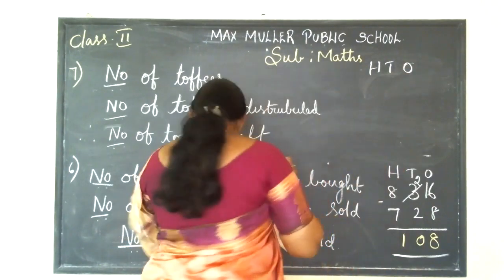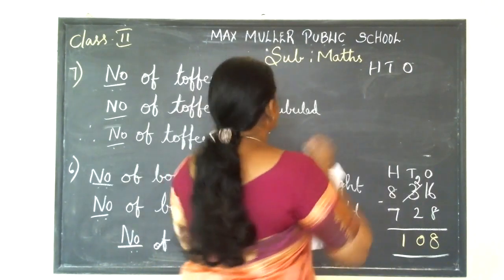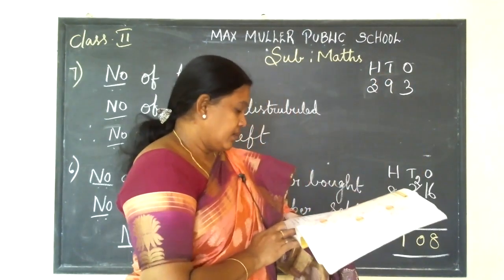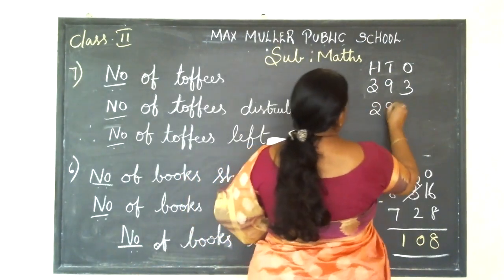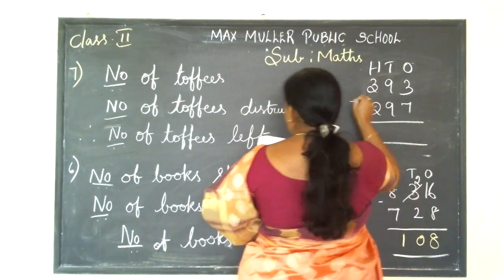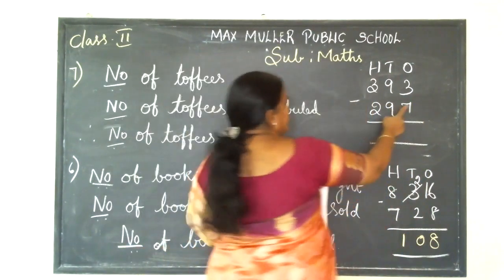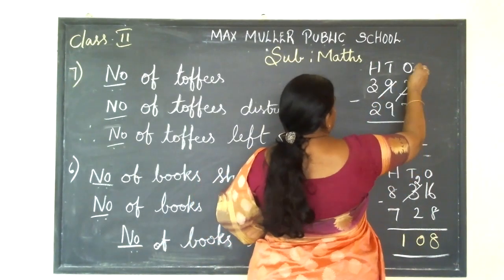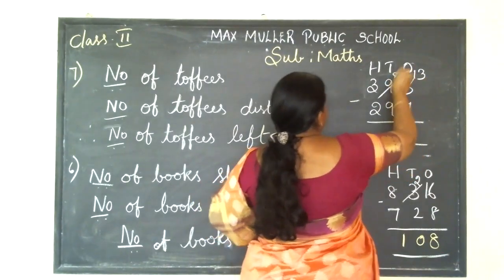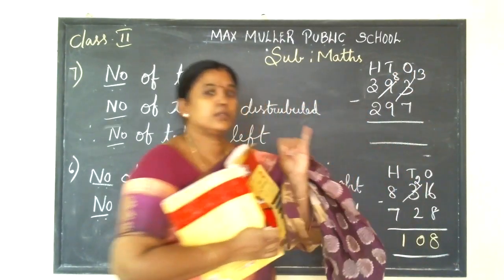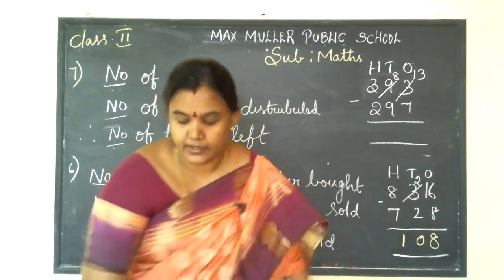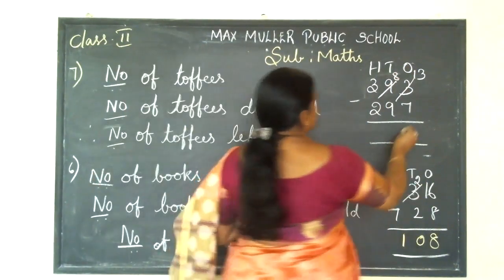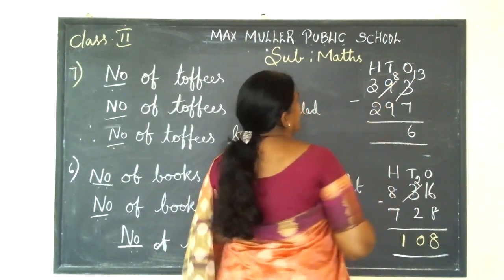Gautam's father got 393 toffees. How many distributed? 297. Now you want to find how many toffees left. You cannot take away 7 from 3. In the tens place 9 is there, no children? You want to borrow 1. 3 becomes 13, 9 becomes 8. 13 minus 7, count 8, 9, 10, 11, 12, 13. 6.